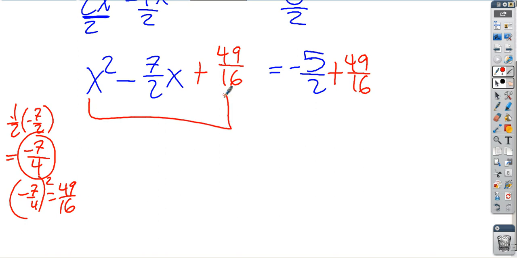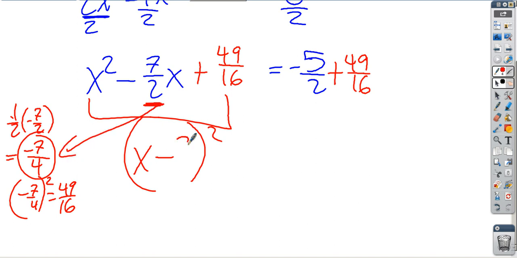This is now a perfect square. It's going to be x minus half of this number, which we said was negative 7 over 4. And then over here, we need a common denominator of 16, so I need to multiply 2 times 8, and that will be 16. And 5 times 8 is 40, so we have negative 40 plus 49 would be 9 over 16.